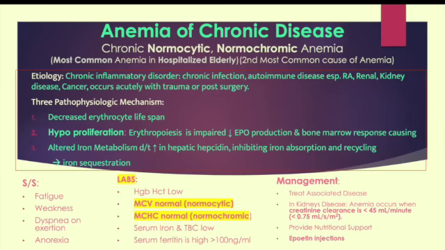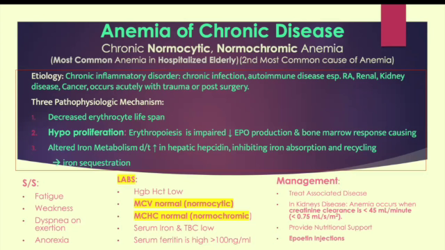There are 3 pathophysiologic mechanisms that occur with anemia of chronic disease. Either there is some reason for a decreased erythrocyte lifespan, or hypoproliferation. Erythropoiesis is impaired due to decreased epoetin production and bone marrow response, causing altered iron metabolism due to the hepatic hepcidin, inhibiting iron absorption and recycling, which gives you that iron sequestration.